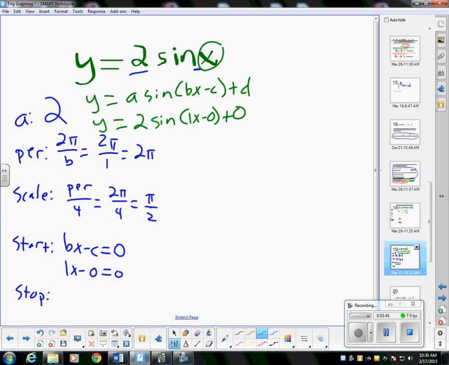All right, so if I solve this for x right here, add 0 to both sides, divide by 1, x is going to be 0. Go with that so far?